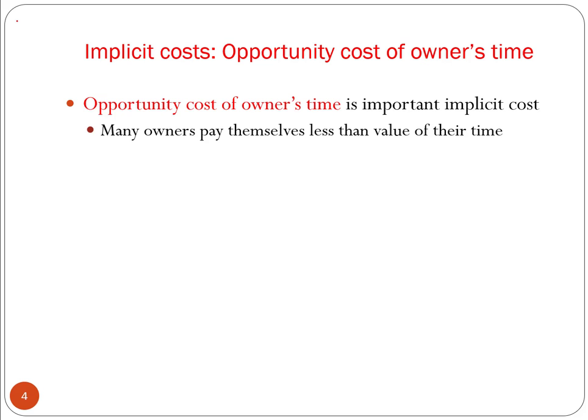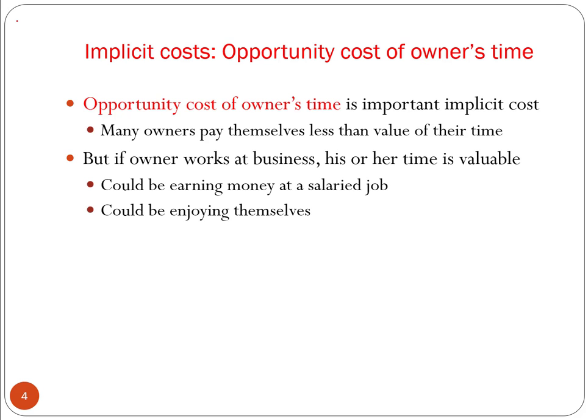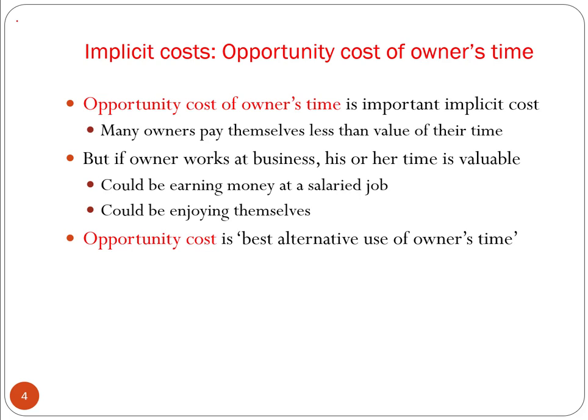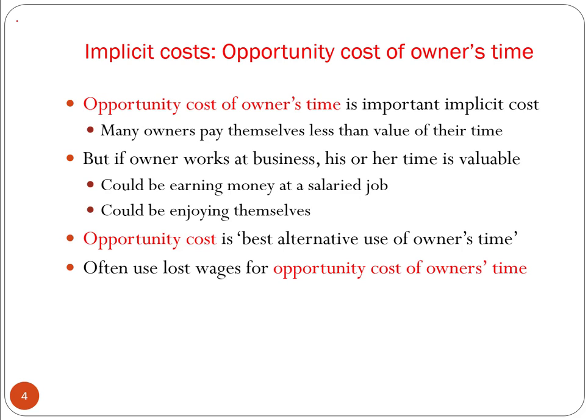But this is a real resource that you're using up. If you work at your business, this is time. Your time is valuable, and you could be doing other things with it. You could be earning money at a salaried job. Maybe you could just be enjoying yourself, retiring and sitting by the pool every day or playing golf every day. But you're giving up something to work at the firm. And so your time's valuable, and we want to take that into account whether or not you pay yourself a salary. So the way to think about it is this is an opportunity cost, the best alternative use of the owner's time. What is that worth? The way we'd often calculate this would be through lost wages from another job.